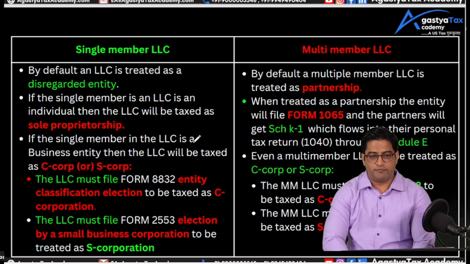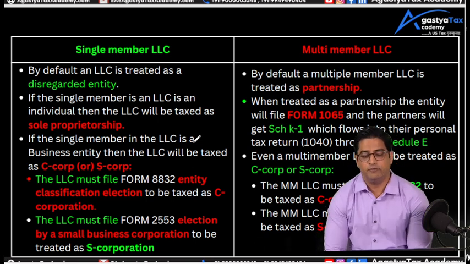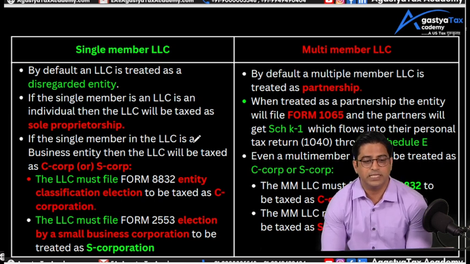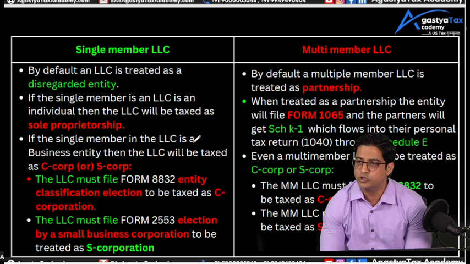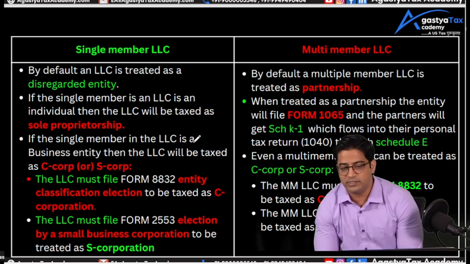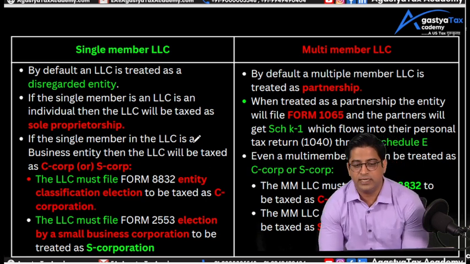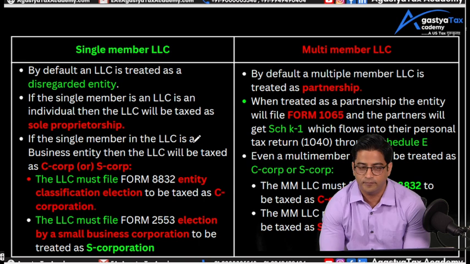Okay. So for a single member, it will be a disregarded entity. For multiple members, it is a partnership. If a single member of an LLC is an individual, then the LLC will be taxed as a sole proprietorship, Schedule C. If it is multiple members, it is taxed as Form 1065, Schedule K1. So in that it flows through to Schedule E.